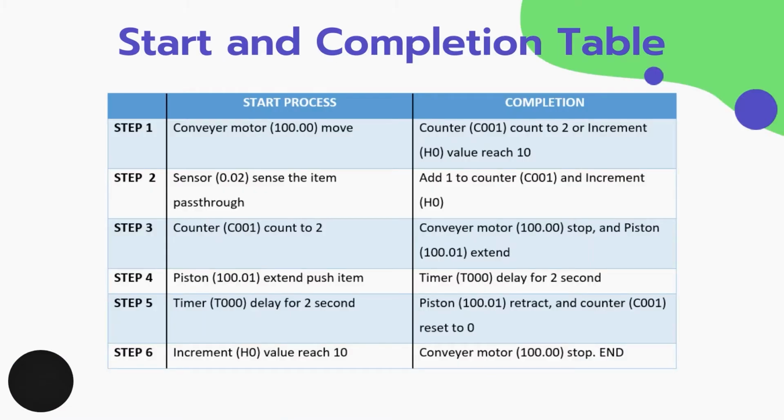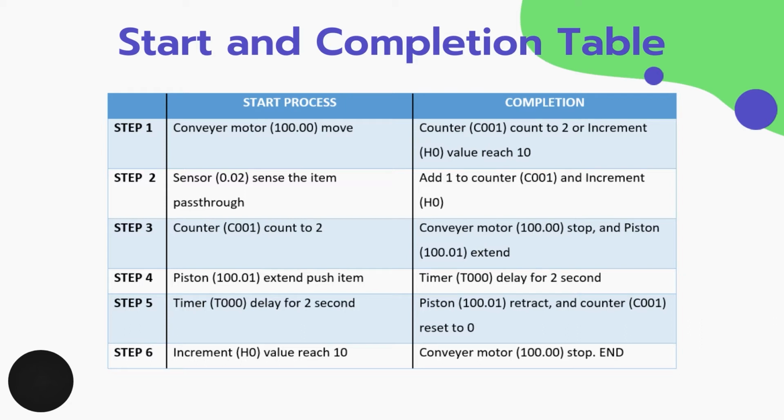And this is our start and completion table. Step 1, the motor conveyor will move, and the completion is the counter counting to 2 or the increment value reaching 10. Step 2, the sensor will sense the item passing through, and the completion is adding 1 to the counter and increment.